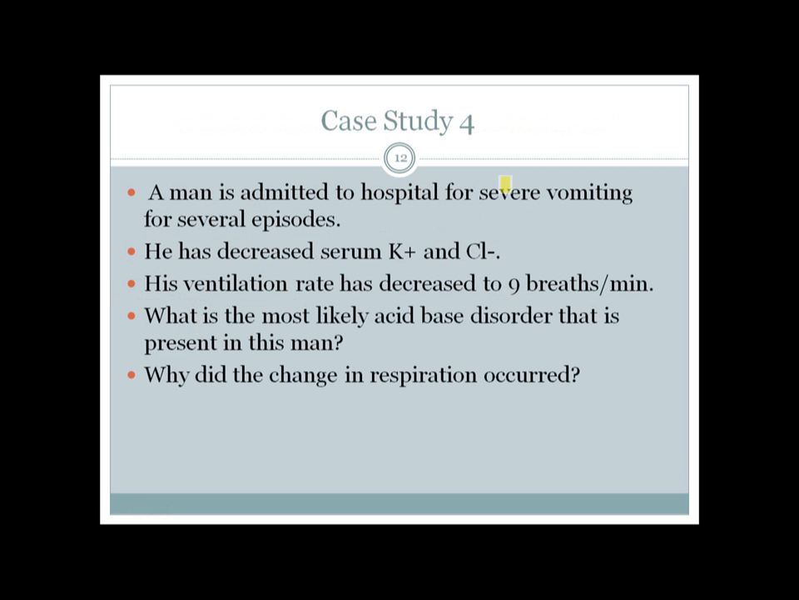Okay, next, suppose a patient came to you after severe vomiting episodes. You did some electrolytes and he has decreased serum potassium and decreased chloride, and you note that there is a decreased breathing rate, about 9 breaths per minute. Can you tell me what is the most likely acid-base disorder this patient is having, and why is the respiration depressed in this patient? Okay, let's get our answers.